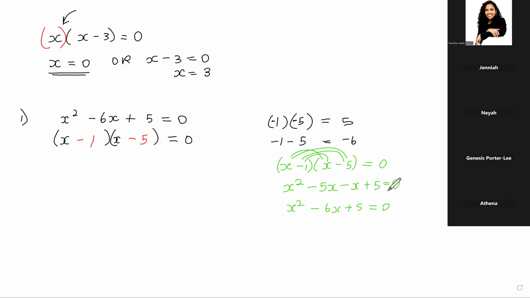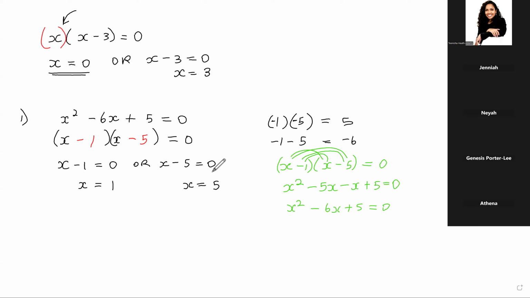And of course, we've done multiple examples where we go from this factorized form of the quadratic to solving it. So if you have x minus 1 by x minus 5, and both of that is equal to 0, then x take away 1 is equal to 0, or x take away 5 is equal to 0. So therefore, x is equal to 0 plus 1, which is 1, or x is equal to 0 plus 5, which is 5. Right?